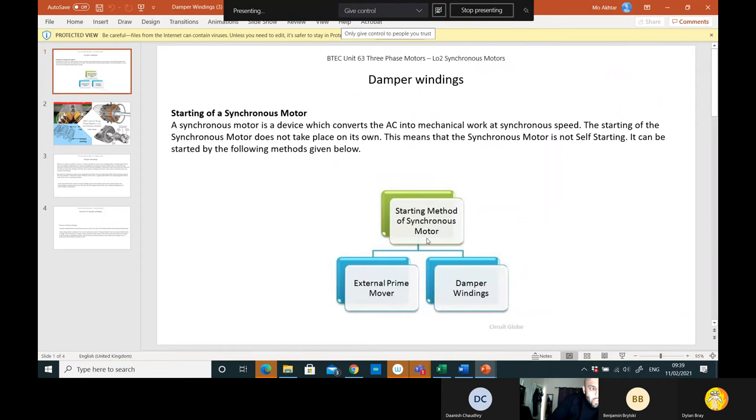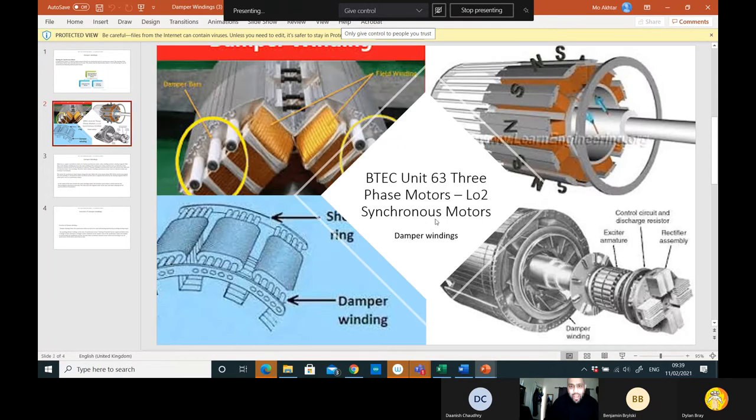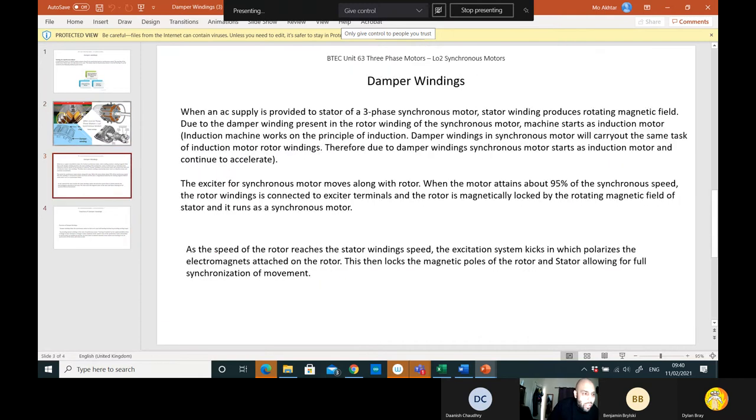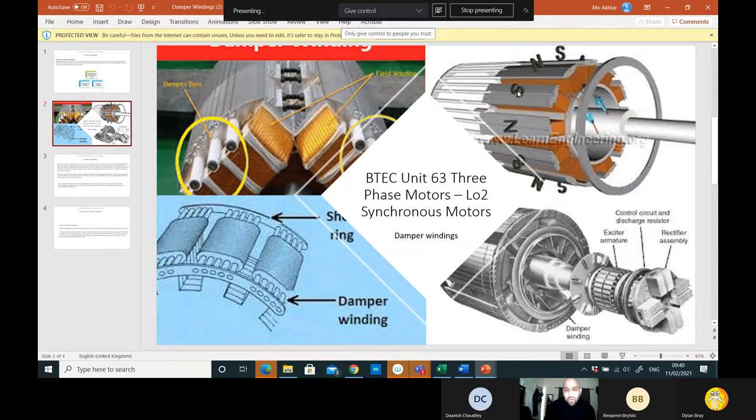So there are two main ways to start a synchronous motor. You've got an external prime mover, like a pony motor, and you've got damper windings. With damper windings, it's this setup. It's like an induction motor. These are your damper windings here, connected. When the starter windings get magnetized, that movement in magnetism creates electricity across the squirrel cage here. These squirrel cages are connected one end to the other by the damper windings. That electricity creates an electrical field, which makes the rotor spin. It acts very similar to a normal induction motor. So that's what damper windings really are. It's just a really clever way to start a motor.